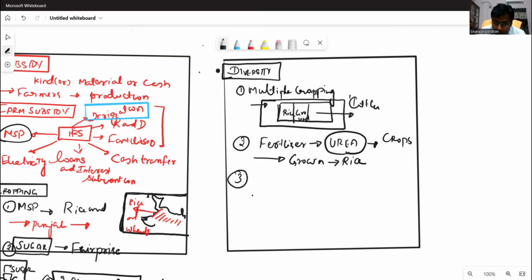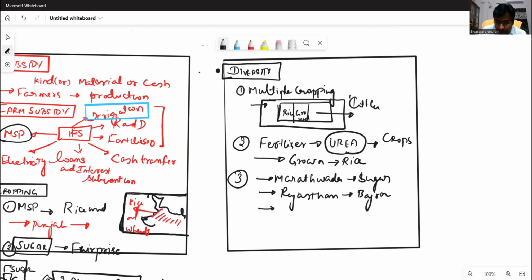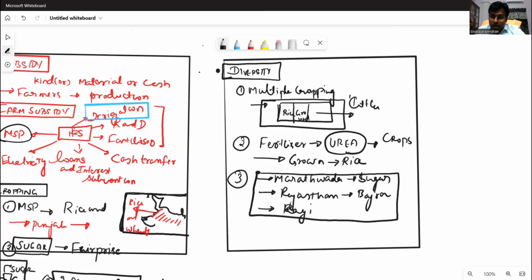And you can talk about India as well. So in a sense, state. So Marathwada region means they give sugar subsidy. And in Rajasthan means bajra. And then center, and maybe Karnataka or Tamil Nadu, ragi, millets, whatever. See, you can actually draw this as well. You can draw a picture and show that there is diversity all across India in terms of the cropping, and it is because of the subsidy given.